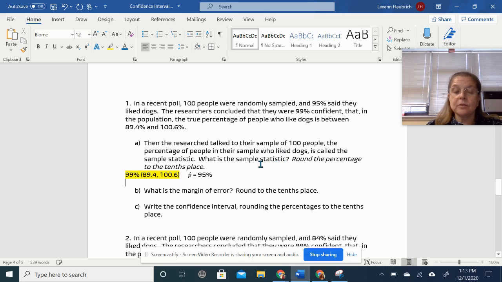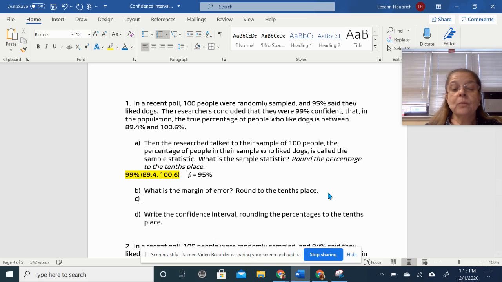Okay, what is the sample statistic rounded to the nearest tenth? Well, it came out exactly even, so I don't have to put the 0 because 6 and 4 got added, so 190 divided by 2. The margin of error, there's a few ways to get it. I can subtract the 2 and get the difference and then divide by 2.